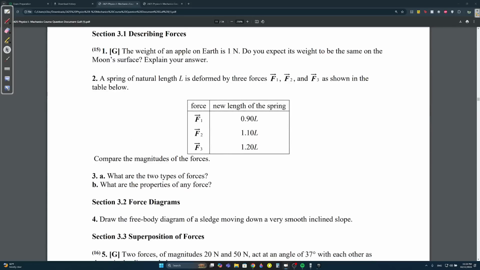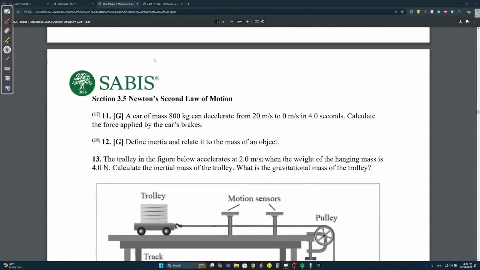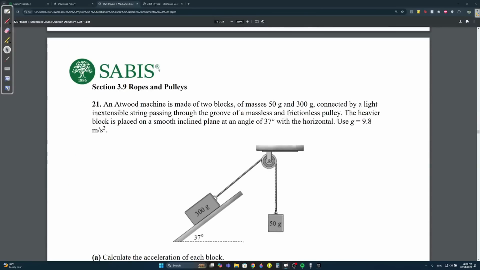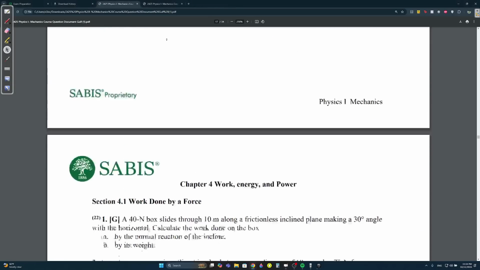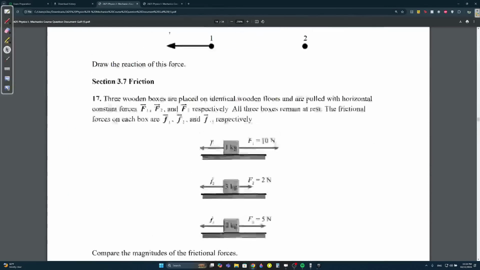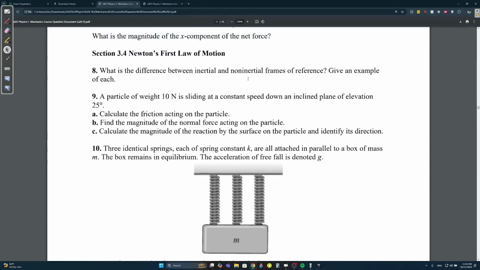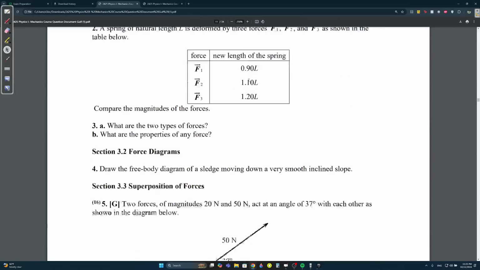I think it's 5 pages, right? 1, 2, 3, 4, 5, 6. Okay. I think we can get them done in a good half hour. I can do them quickly, I think.